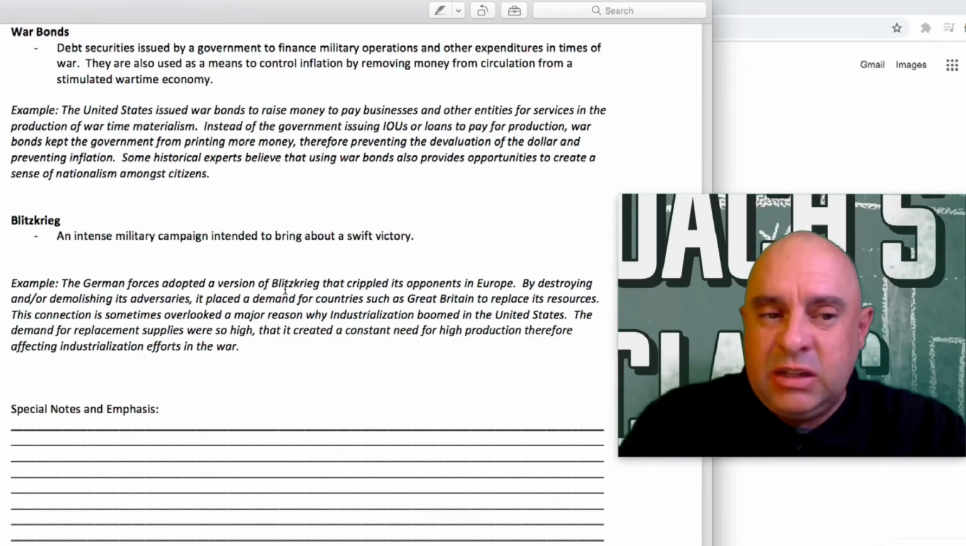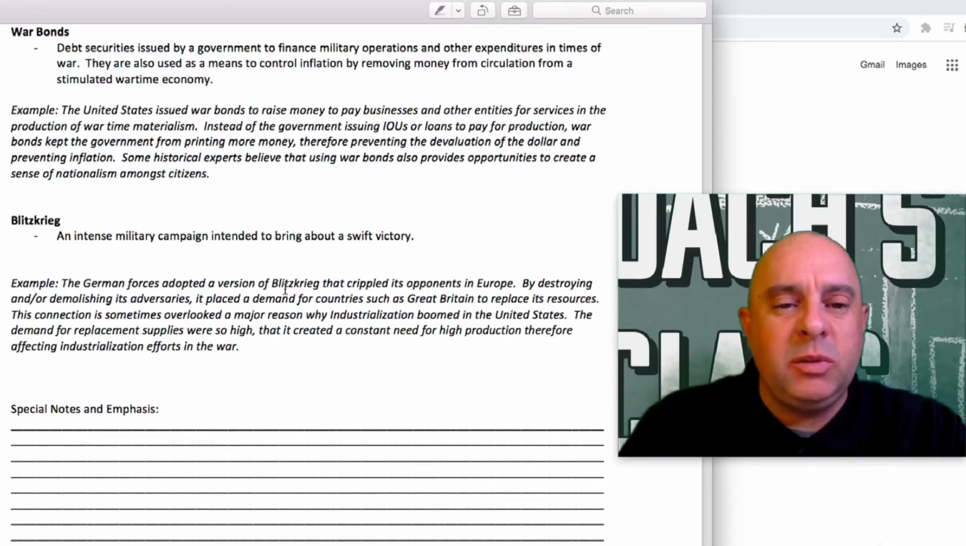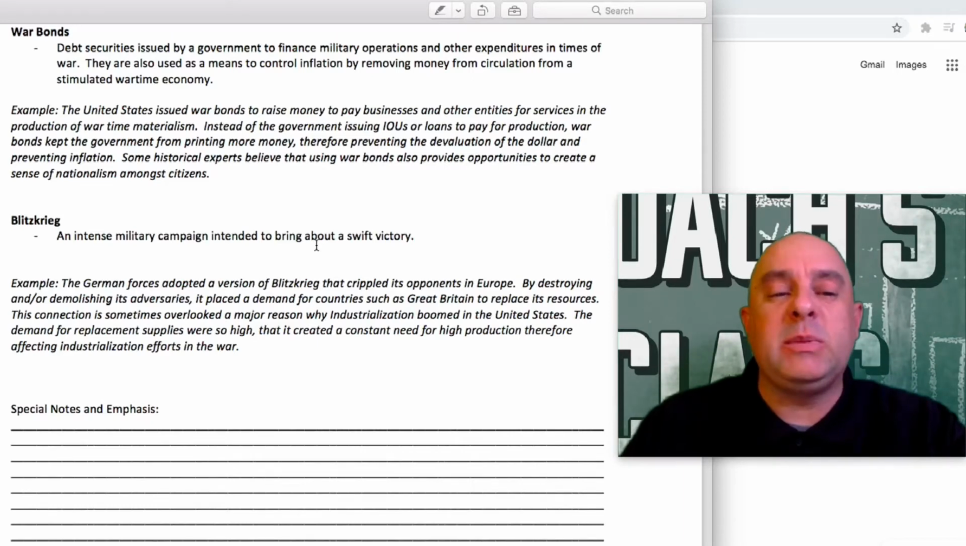But it says right here, the German forces adopted a version of Blitzkrieg that crippled its opponents in Europe. By destroying and/or demolishing its adversaries, it placed a demand on countries such as Great Britain to replace their resources. This connection is sometimes overlooked as a major reason why industrialization boomed in the United States. The demand for replacement supplies was high, so it created a constant need for high production, therefore affecting industrialization efforts in the war.